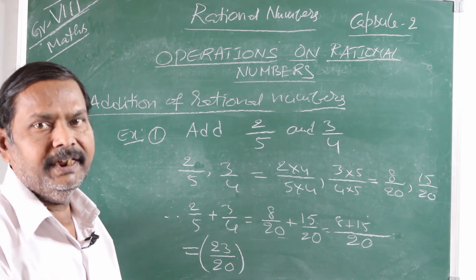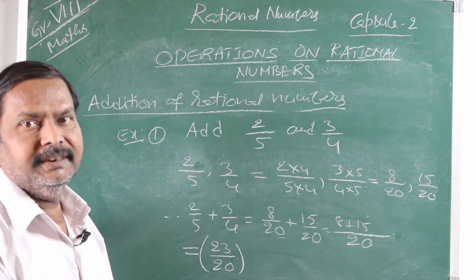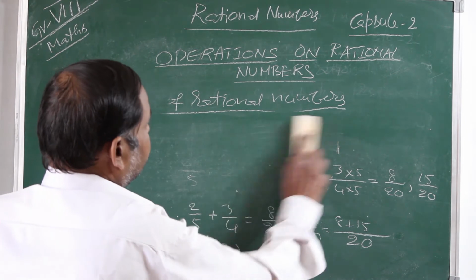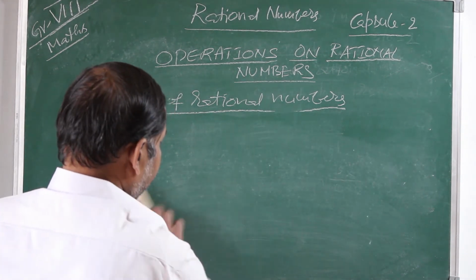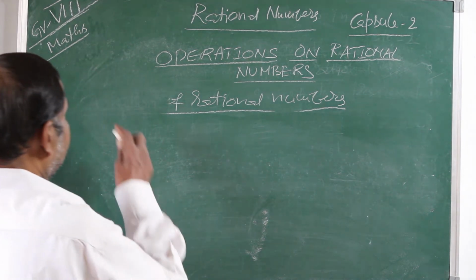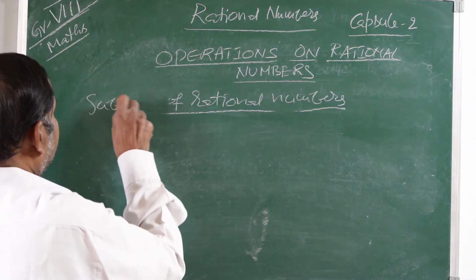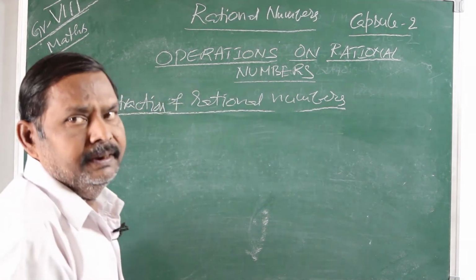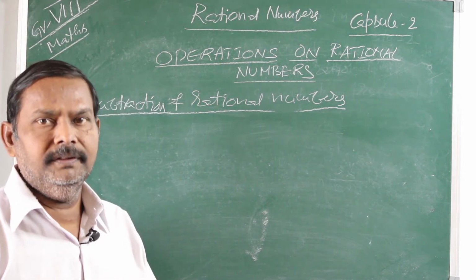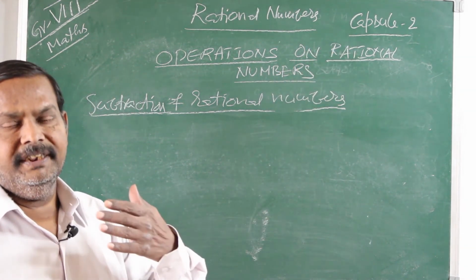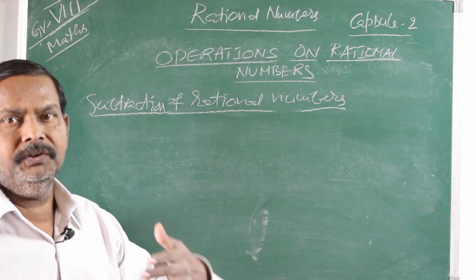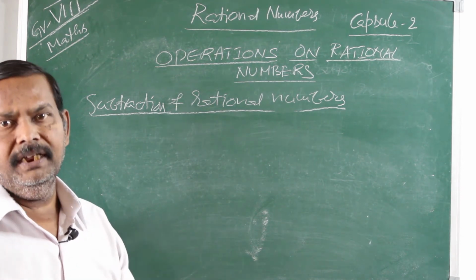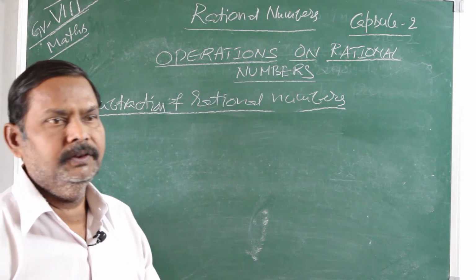So after learning about the addition, let us discuss the subtraction of two rational numbers. In the subtraction also, we have to go through the sequence of three steps: converting the given rational numbers into like rational numbers, subtracting the numerators, and reducing into the lowest terms. The same pattern we have to follow. Let us see one example.